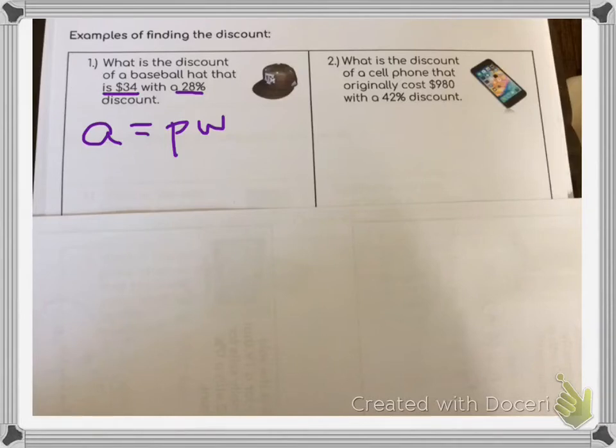Okay, 34 is the whole. That's the whole amount that you're paying for. We want to know what the discount is. That would be the part. So we're going to plug this in as A equals, and my percent written as a decimal would be 28%, so that would be 28 hundredths. And we're going to multiply that by my whole, which is $34.